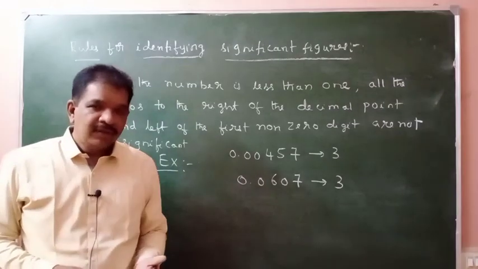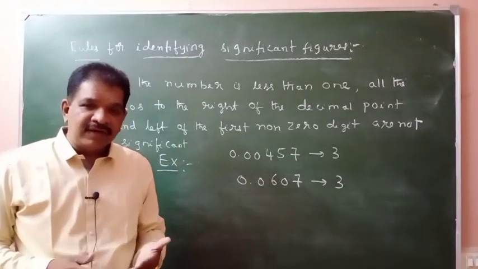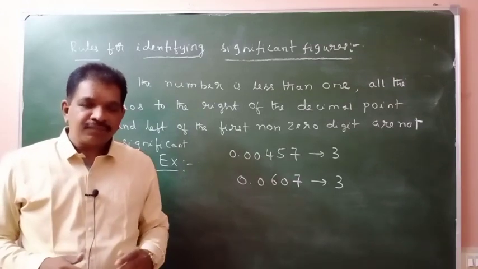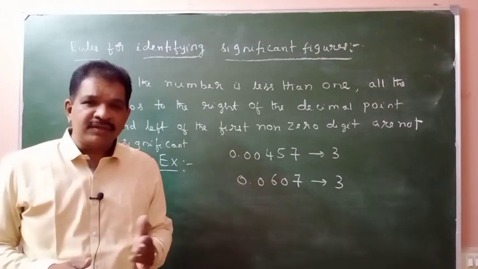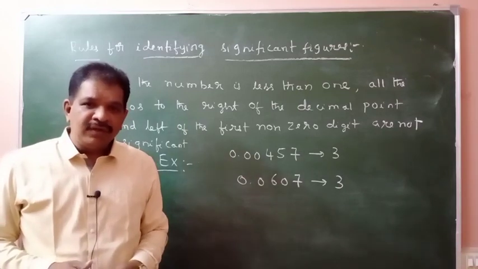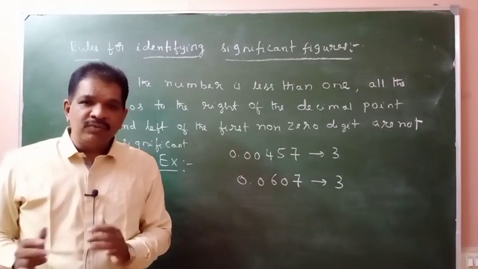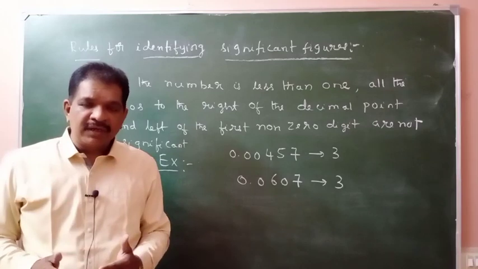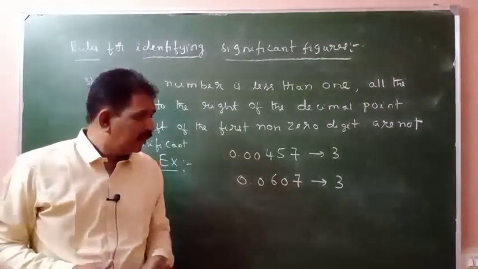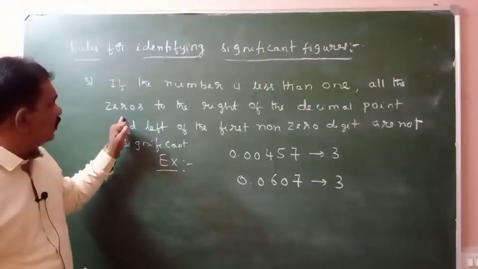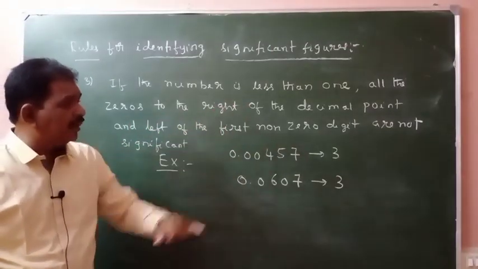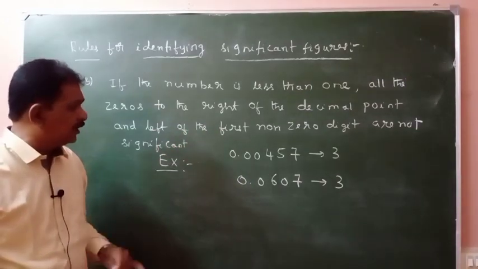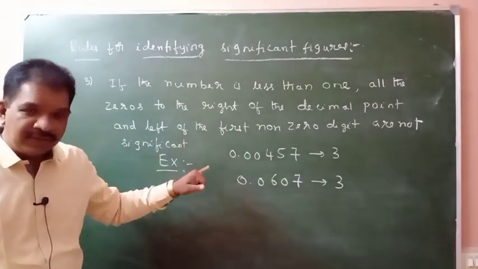Point is clear? So what are the rules? Let us see. The first rule: all non-zero digits are significant without considering the location of decimal point, if any. Zeros in between two non-zero digits are significant without considering the location of decimal point, if any. If the number is less than 1, all zeros to the right of the decimal point and left of the first non-zero digit are not significant.